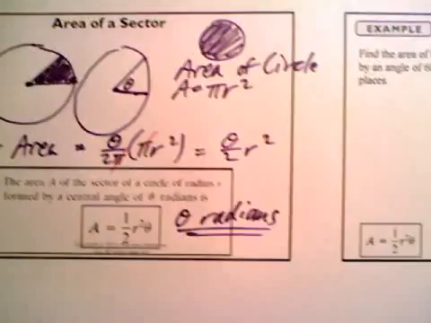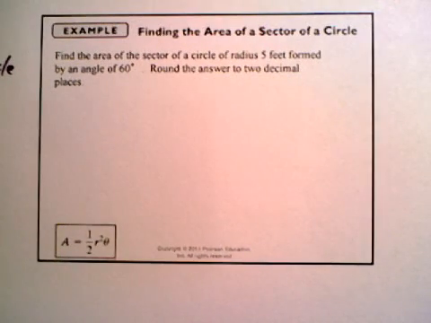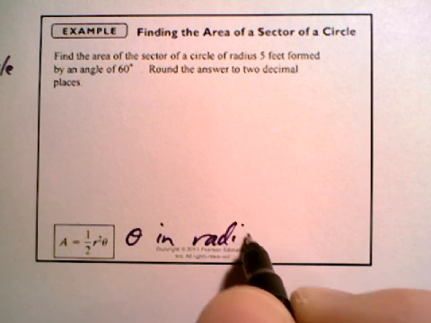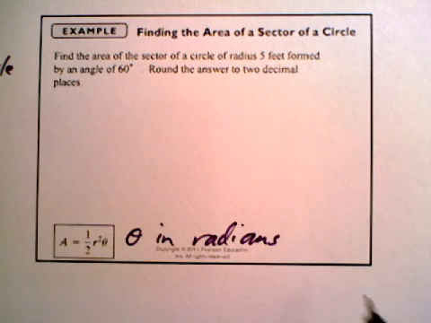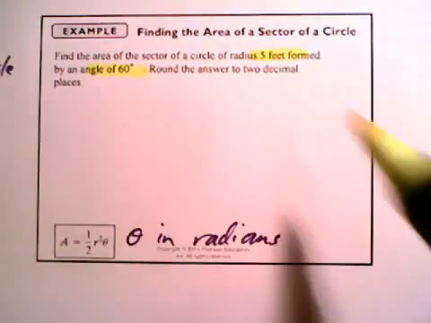Okay, so let's go ahead and do an example, finding the area of a sector of a circle. Don't forget what I said: theta must be in radians. We're trying to find the area of this sector. The radius is 5 feet, and we have an angle of 60 degrees.